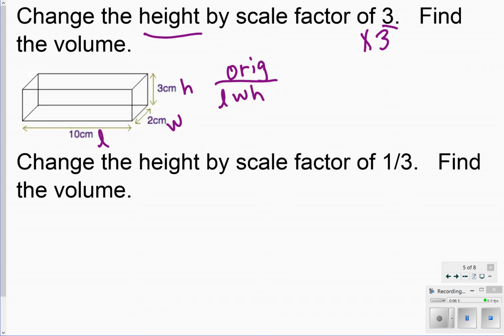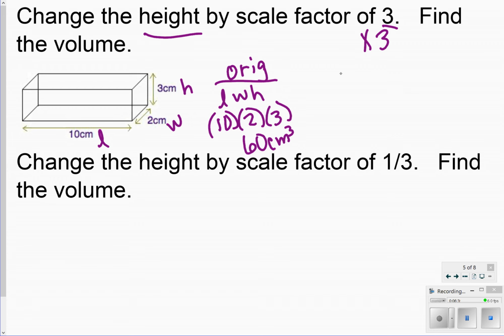So we have 10, and when they're side by side, we're multiplying. 10 times 2 times 3, so that would make it 60 centimeters cubed, correct? So 10 times 2 times 3, verifying that on your calculator, you would see that it is 60 centimeters cubed.